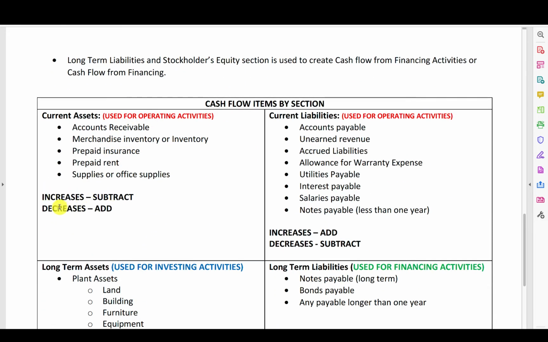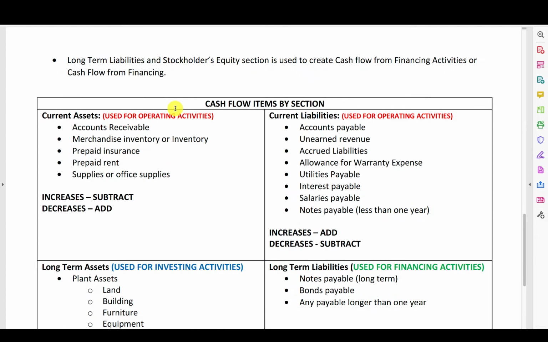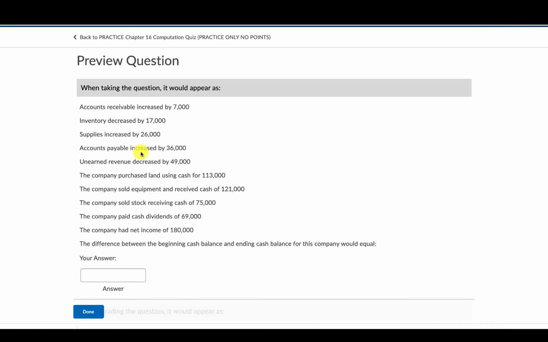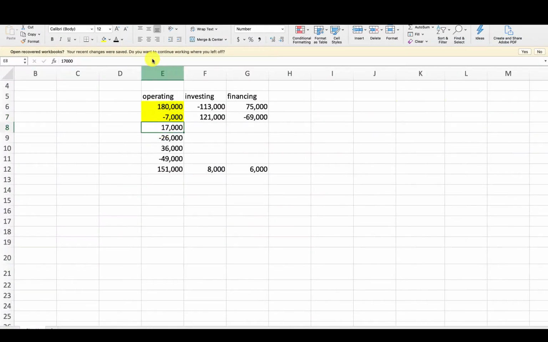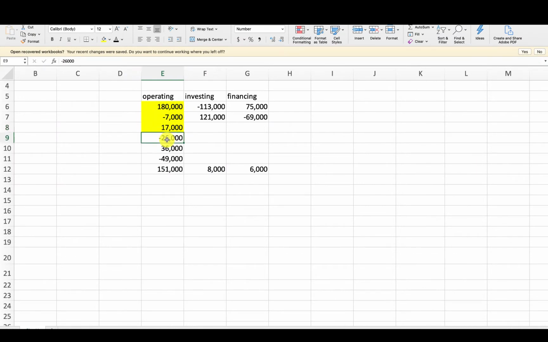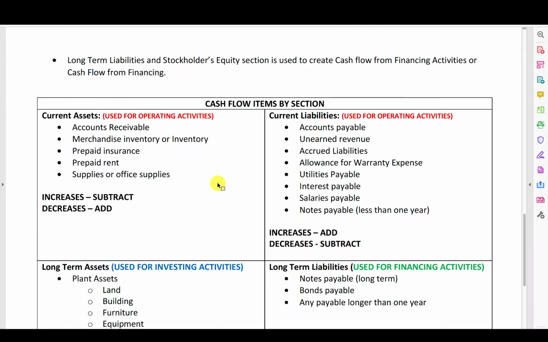If it increases, we subtract. If it decreases, we add. So accounts receivable increased by $7,000. So that's going to be a subtraction. So you'll see here $7,000 minus. Then we have inventory decreased by $17,000. So that's going to be a plus. So you'll see $17,000 here plus. And you have supplies increased by $26,000, so that's going to be $26,000 minus, and those are all the current assets. So now we need to look at current liabilities.